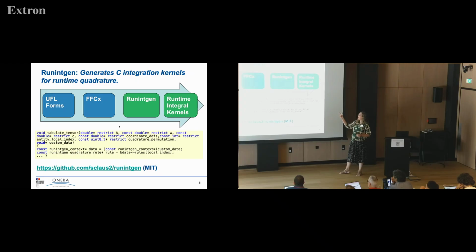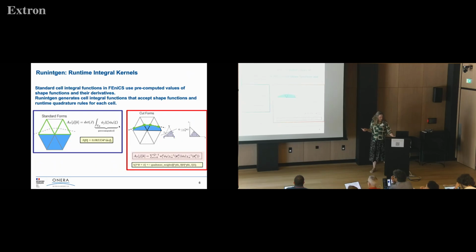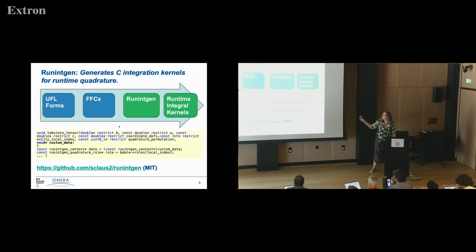And these quadrature rules are then used by this extended form compiler. This form compiler generates runtime integral kernels that then pass the quadrature rules and any other data that is needed on the unfitted interfaces through custom data since FEniCSx 0.10. Here you see some very rough snippet that passes the custom data and then unpacks the quadrature rules inside. And this is what this generator does.